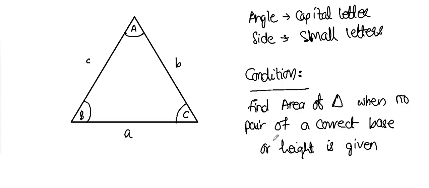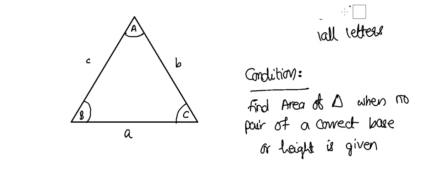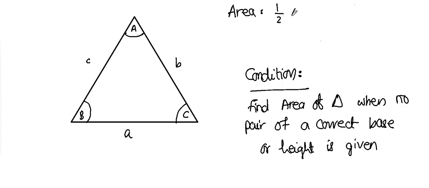This is where it gets a little bit messy. This is where it baffles minds, but there is always a method to do it. What is the method? Let me erase this. The method is very simple. To find the area of such a shape when you do not have a pair of a correct base or height, listen up. It is 1 over 2, let me make the 2 small.